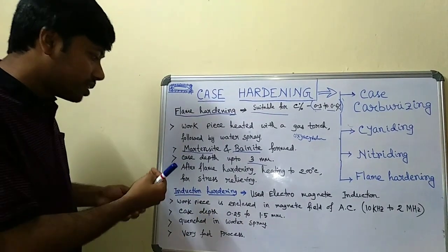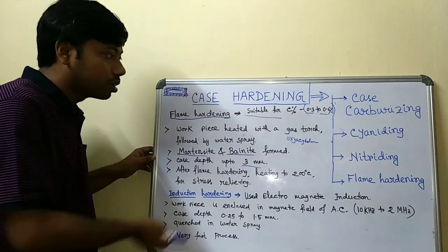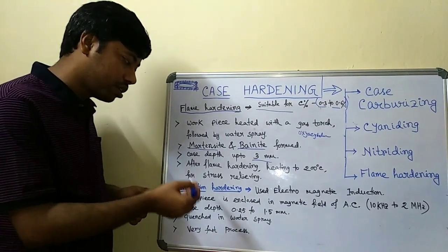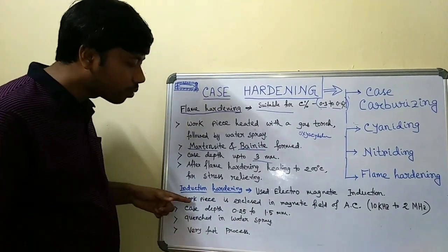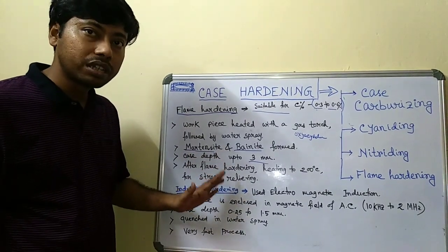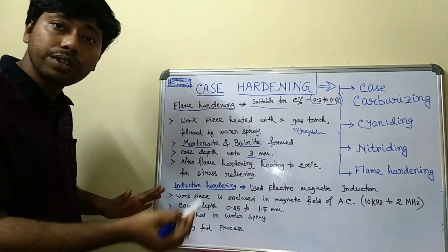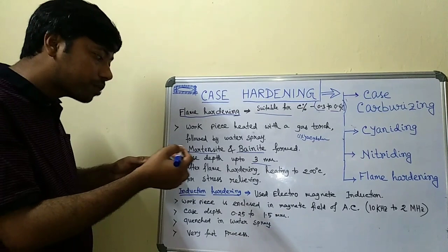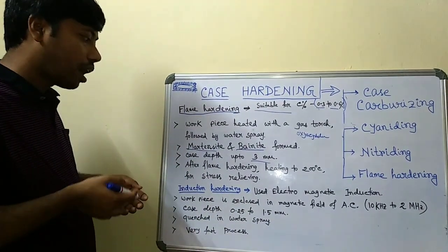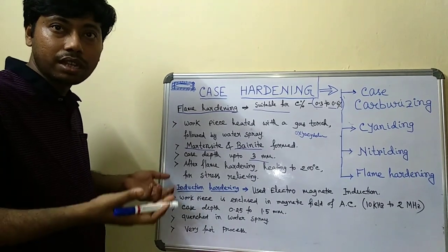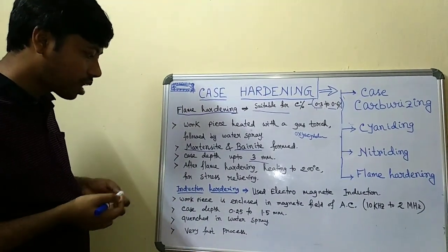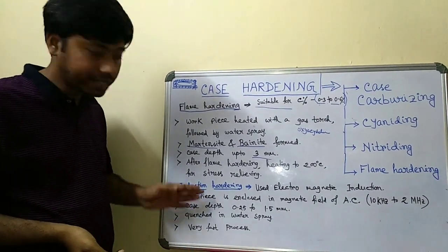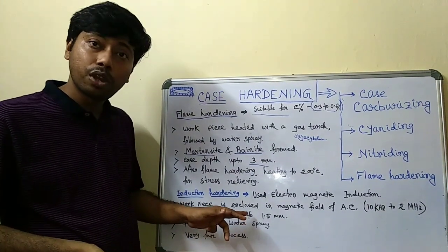The workpiece, which may be a crankshaft, has a carbon percentage of 0.3 to 0.6%. In induction hardening, the workpiece is enclosed in the magnetic field of an alternating current, with a frequency of 10 kilohertz to 3 megahertz. After induction, the material is heated up to a certain limit, and after case hardening, the case depth that you can achieve is from 0.25 to 1.5 millimeters.